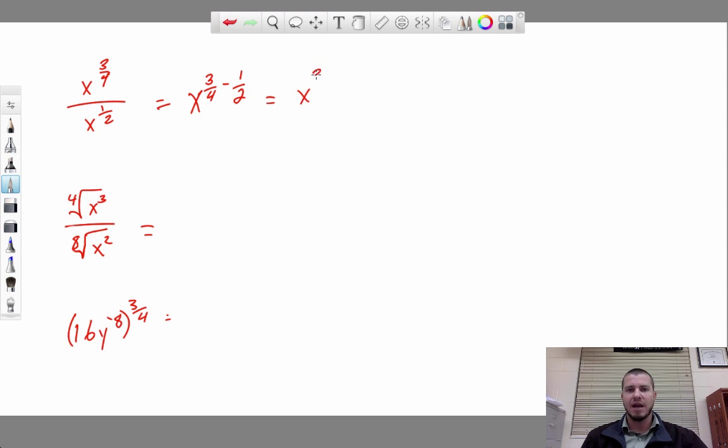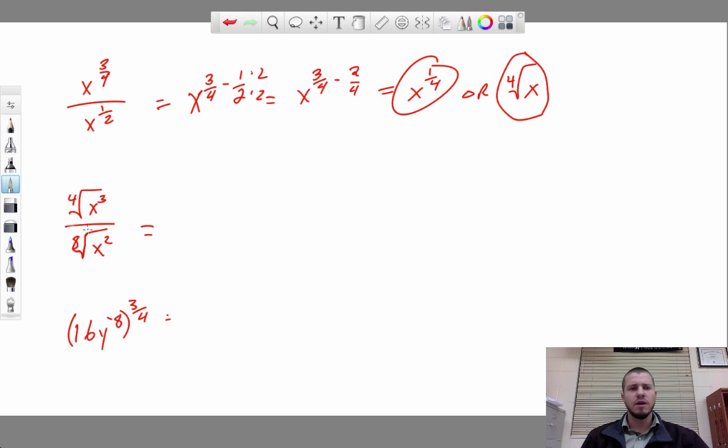And these don't have a common denominator, so I need to make it first 3 over 4 minus 2 over 4. I multiply both of these by 2 to get the common denominator of 4. And that becomes x raised to the 1/4. So that would be your simplified form, or you could write it in the radical form, which would be the 4th root of x.